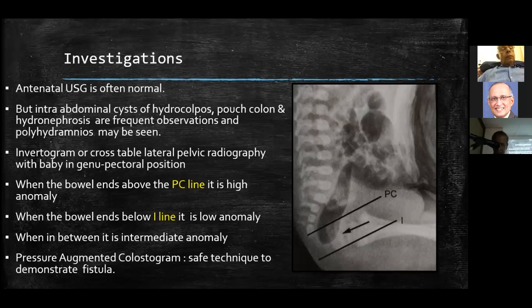So PC line, I line. Previously we used to keep a radiopaque material, a speck of barium or a coin, in the perineum and see the invertogram or lateral prone position radiography. But the perineum and soft tissue of an IUGR or preterm baby is far different from a bulky baby of a diabetic mother. So this distance you cannot compare. That is why these bony landmarks are taken up. Bony landmarks are reliable, dependable.